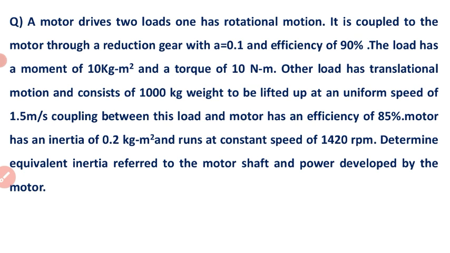A motor drives two loads. One has rotational motion and the other one is translational motion. It is coupled to the motor through a reduction gear with a ratio of 0.1 and efficiency of 90%. This information is related to the rotational motion. The load has a moment of inertia of 10 kg meter square and a torque of 10 Newton meter.